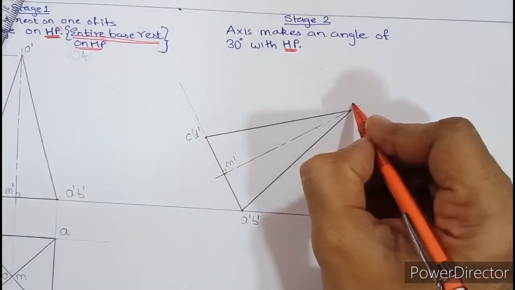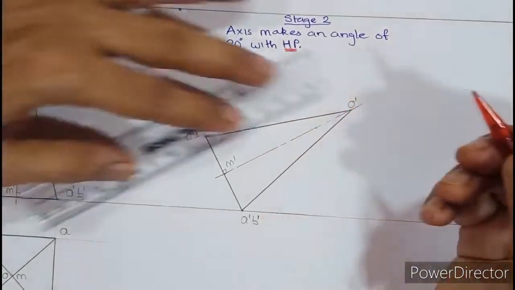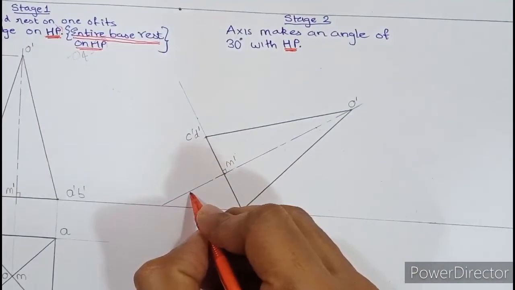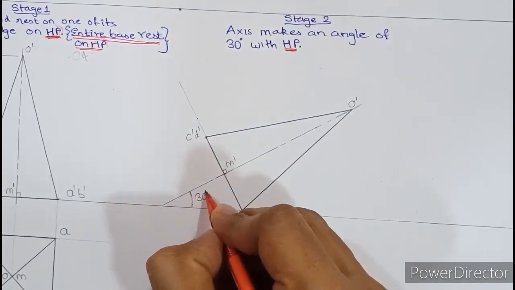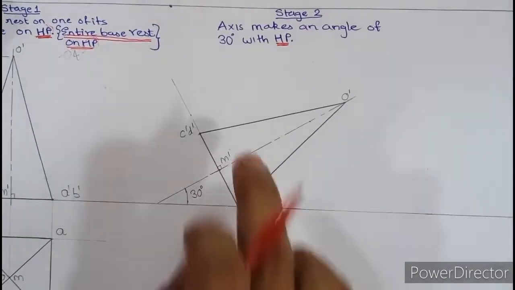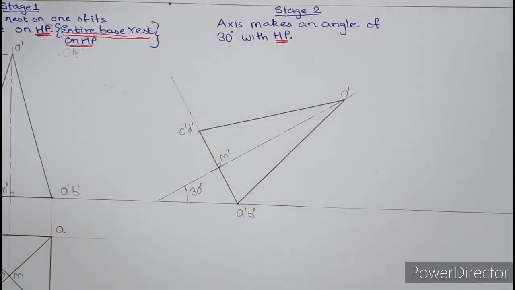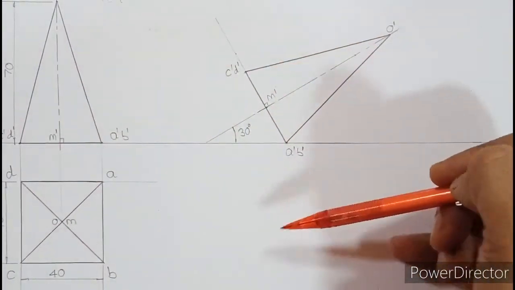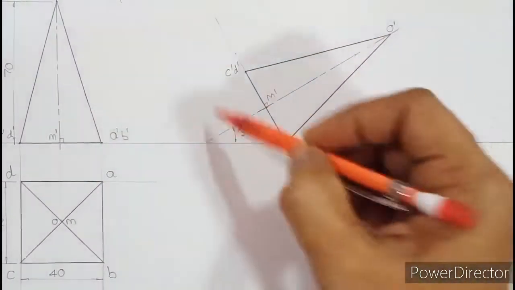Now as I told you, dimension needs to be shown. So after writing O dash, we can extend this line, leave a small gap of 2 mm, and we can write this angle as 30 degree because the axis is 30 degree with HP. So this is the front view of the second stage. So if you count, first diagram is here, second, third and fourth. So the fourth diagram should be here, right? So now see, this is the front view.